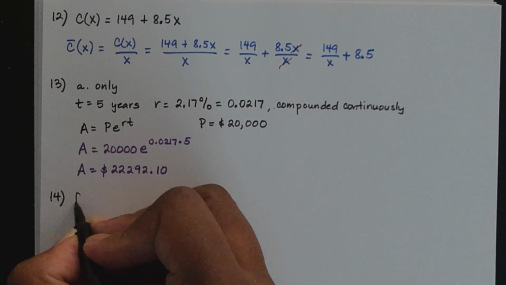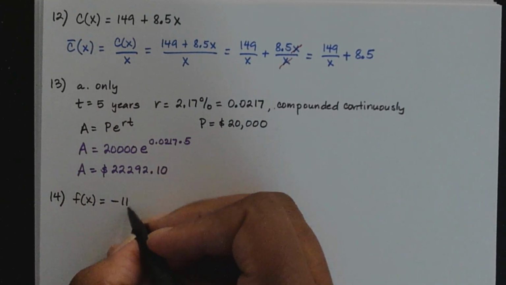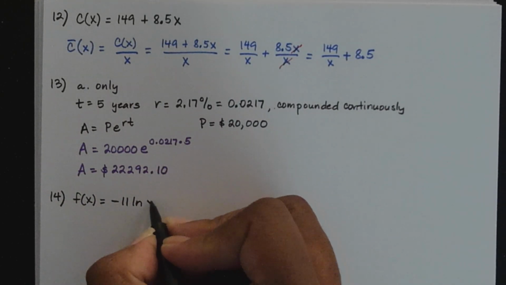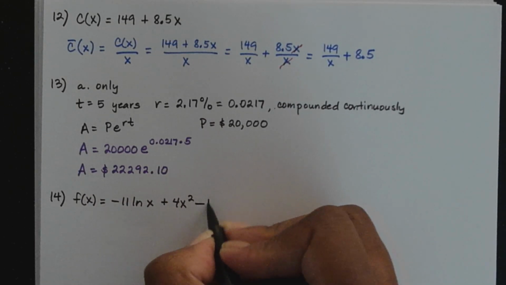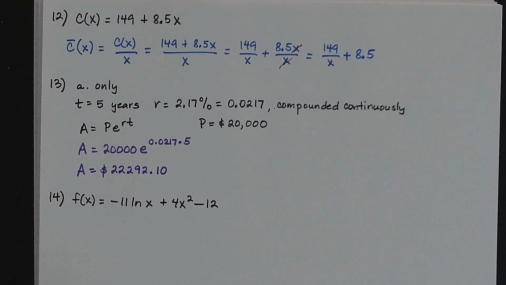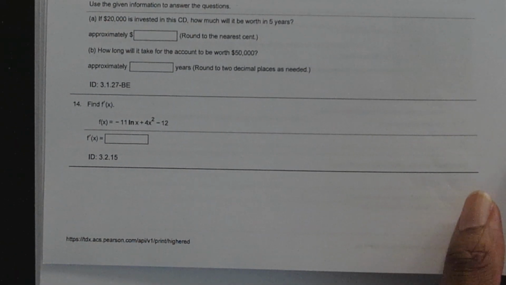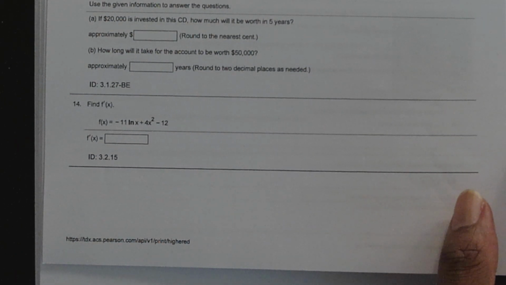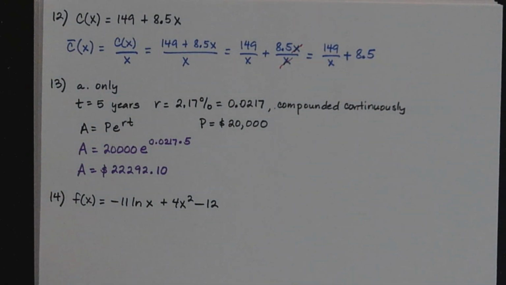All right, problem number 14. Here we got f of x equals negative 11 ln of x plus 4x squared minus 12. So now we're looking at derivatives of exponential and logarithmic functions here, and they want the first derivative, f prime of x.